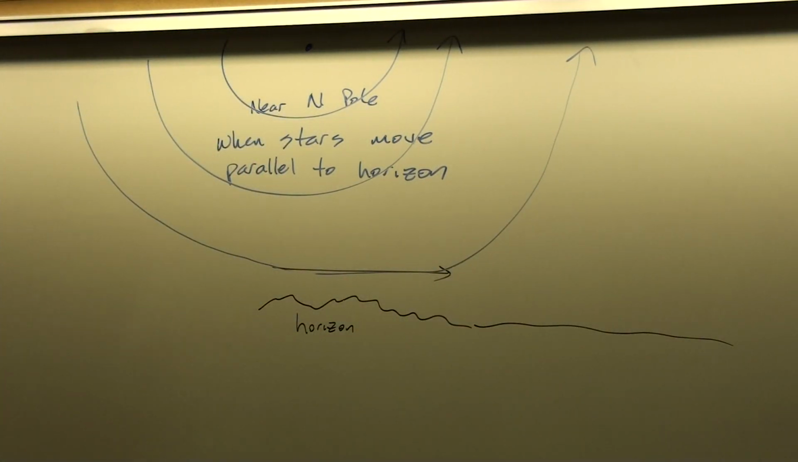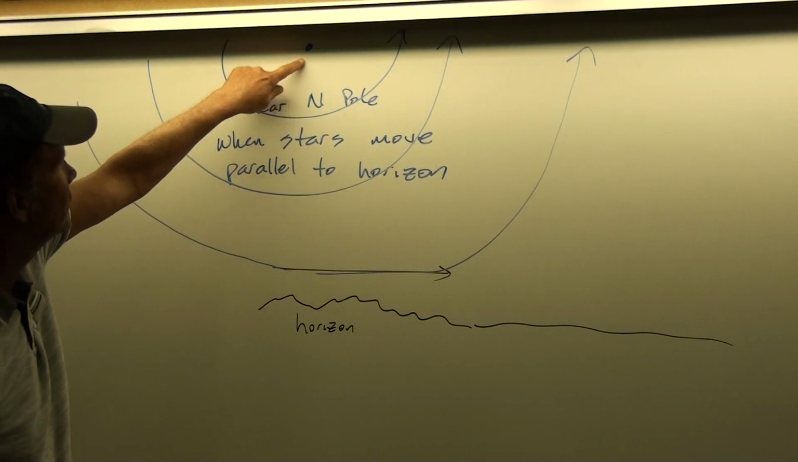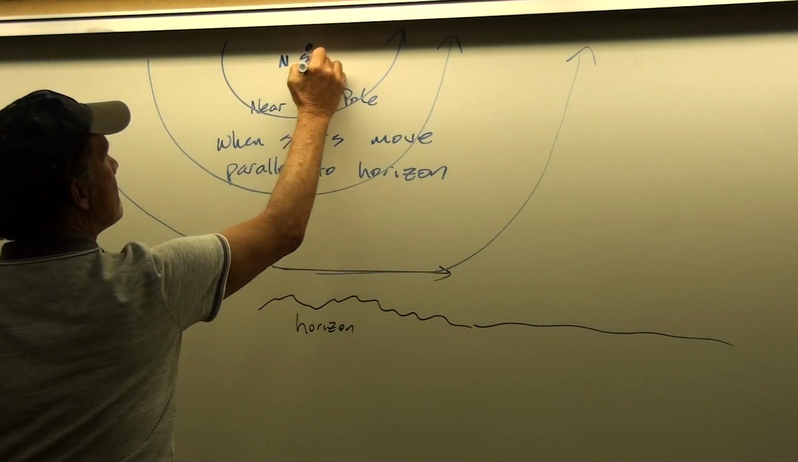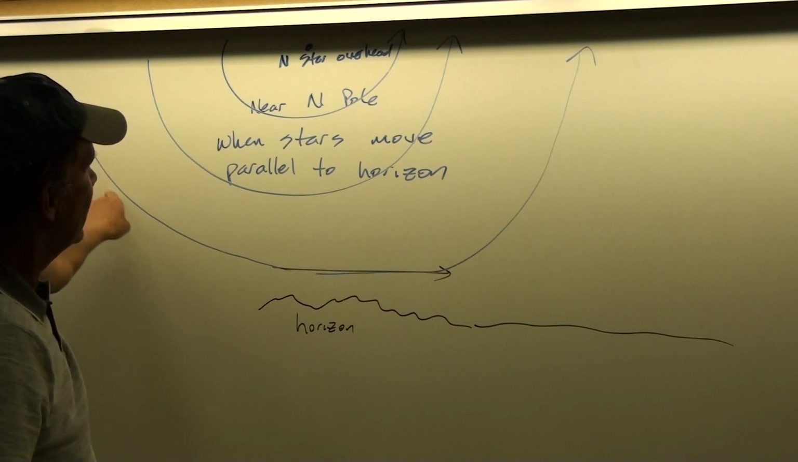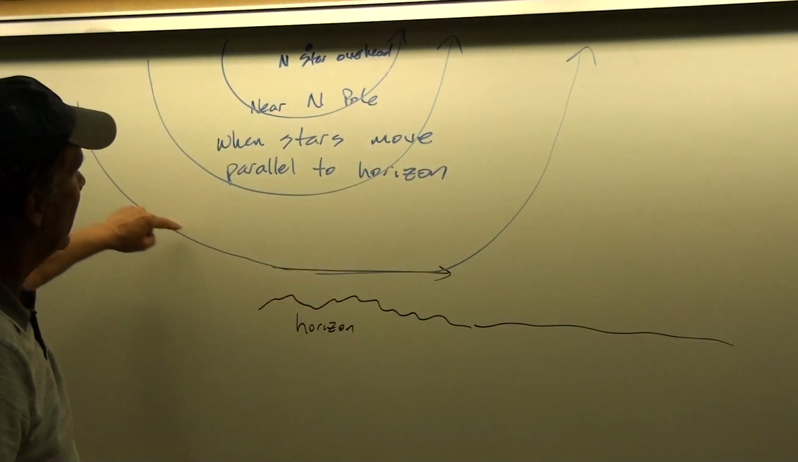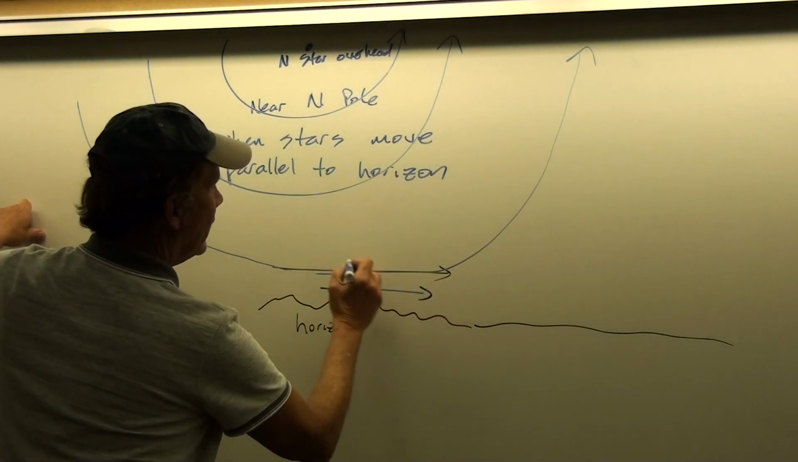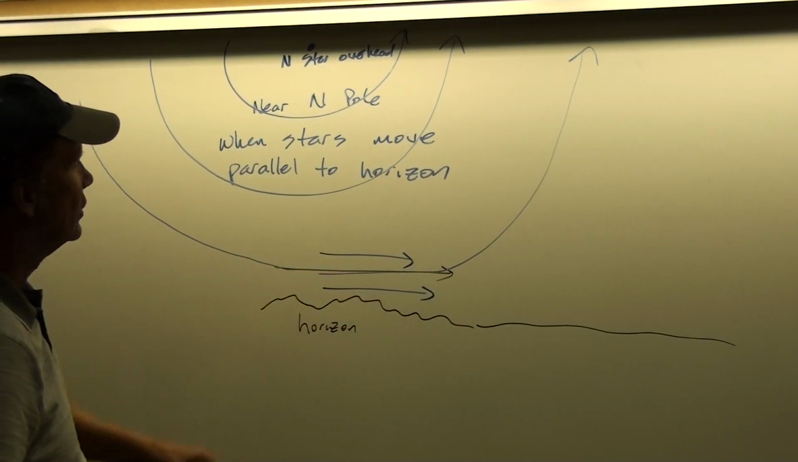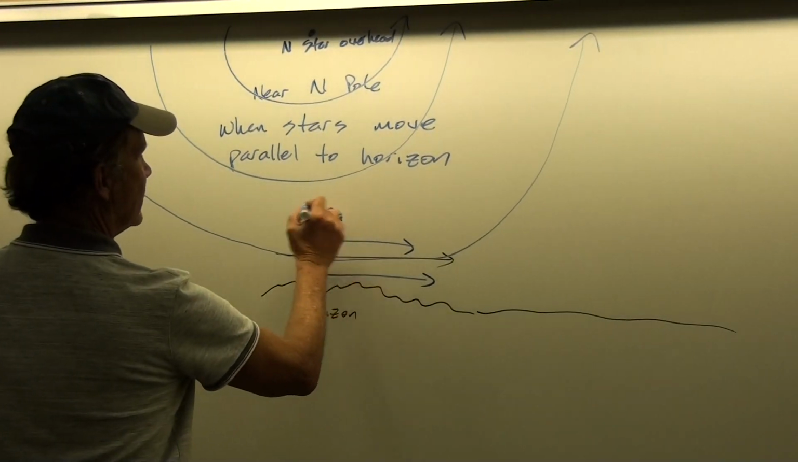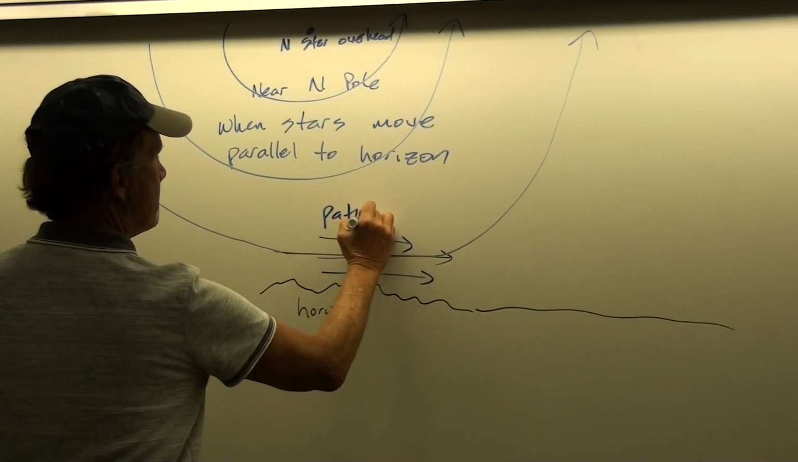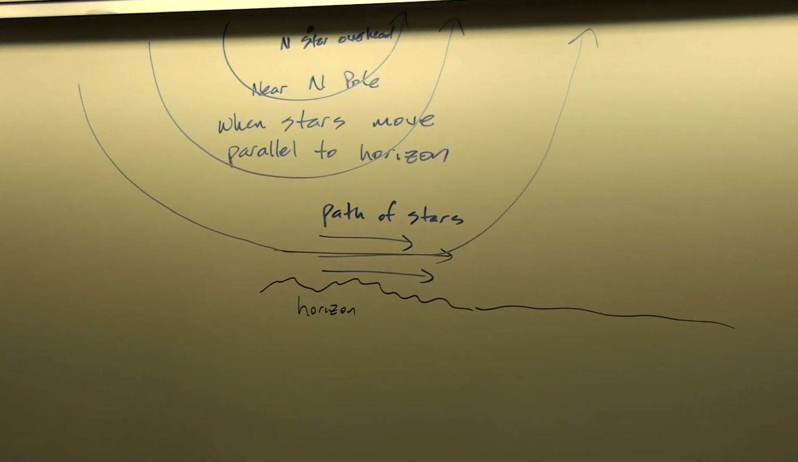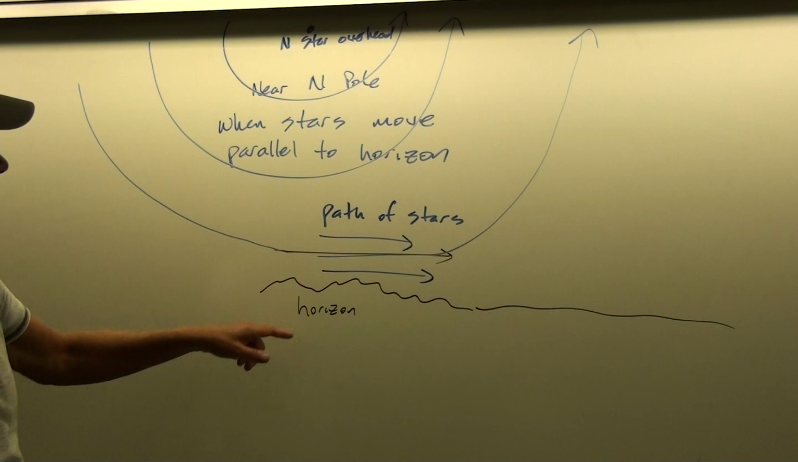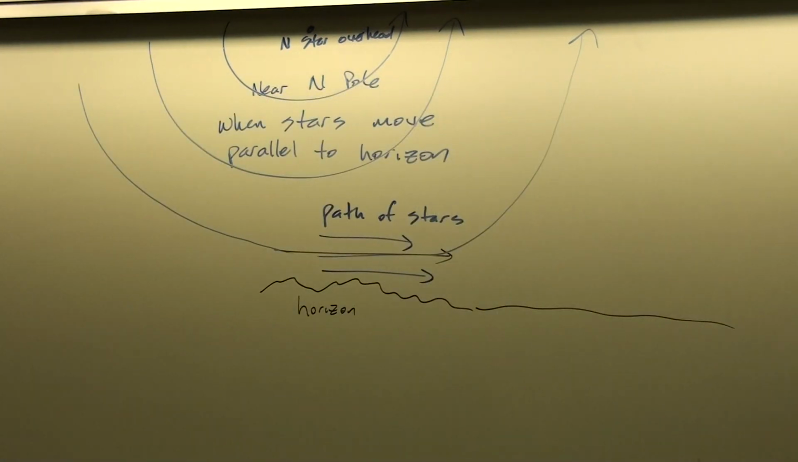Okay? And so if you're near the North Pole, then the North Star is overhead. And so if you trace that down then to a counterclockwise circle near the horizon, that's going to be moving parallel to the horizon. So this is the direction or the path of stars. It's a tangent to the circle. So that's what you expect to see then when you're up near the poles, is the path of the stars near the horizon, moving parallel to the horizon.